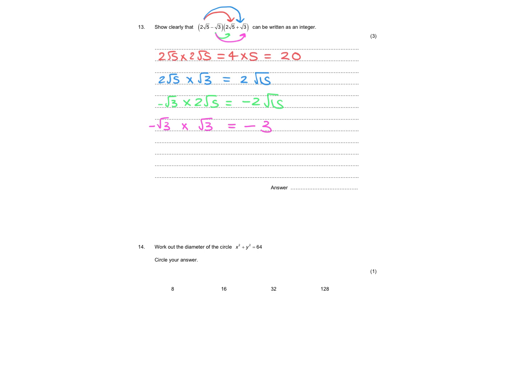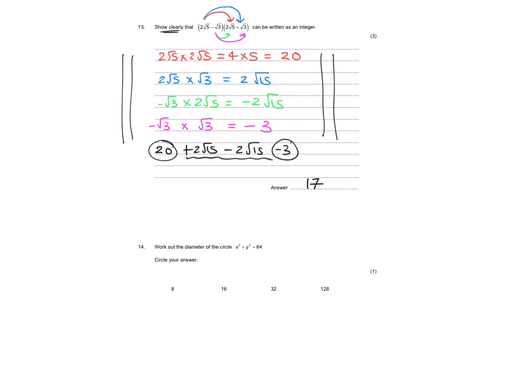Now, when we combine these terms, 20 plus 2 root 15 minus 2 root 15 minus 3, you can see that these two terms cancel with each other, so we're left with 20 take away 3, which is 17. But we must show clearly our working, so we're required to show all of this working here.